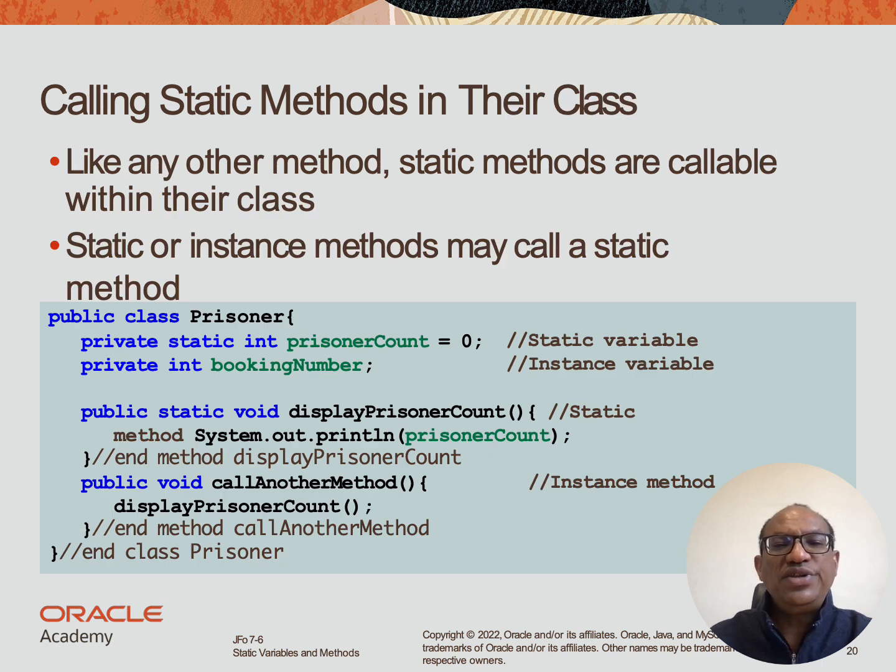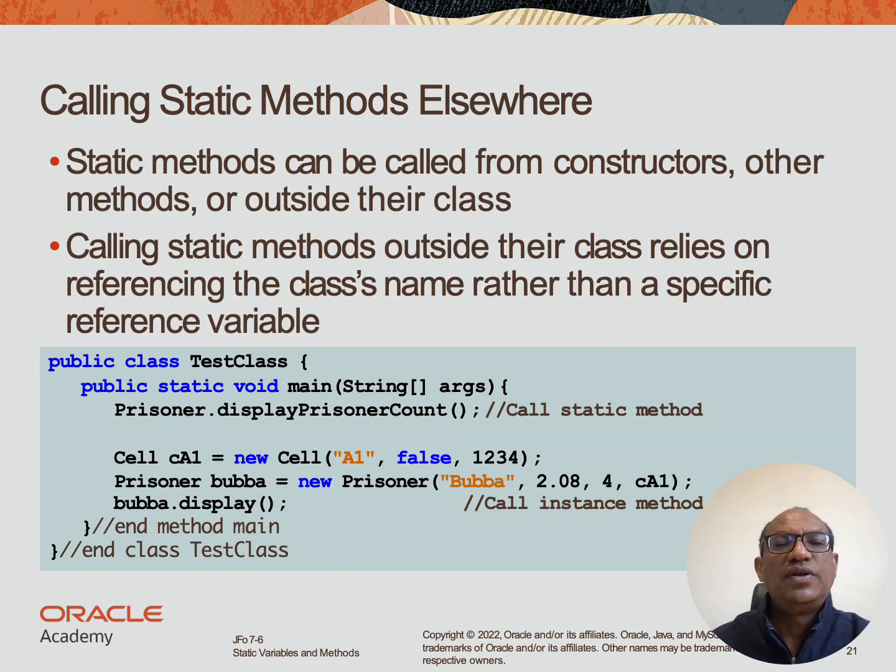Inside the class, both instance and static methods can call a static method, like public void showInfo, inside the body, displayPrisonerCount. Outside the class, you use the class name, Prisoner.displayPrisonerCount. No object needed.